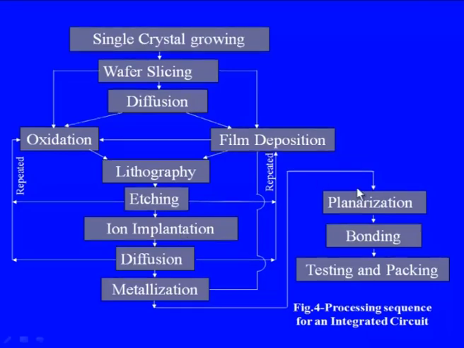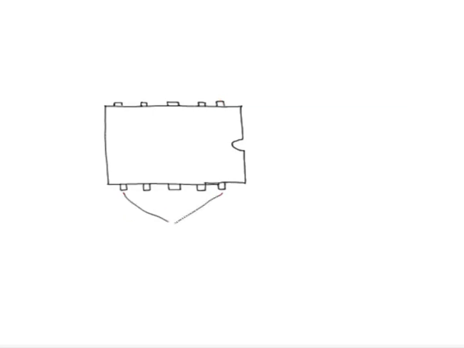Planarization can be considered as a common process in which all ICs have some shape something like this. Here the connecting buttons, the connecting pins will be there, these are known as pins, and this is the body of the IC, in which a number of circuits will be integrated, and this is for orientation.